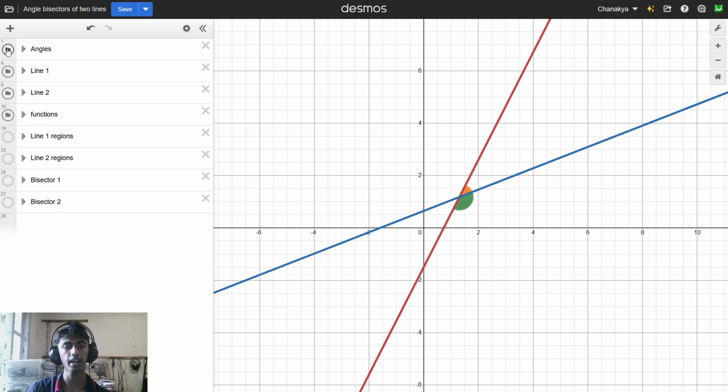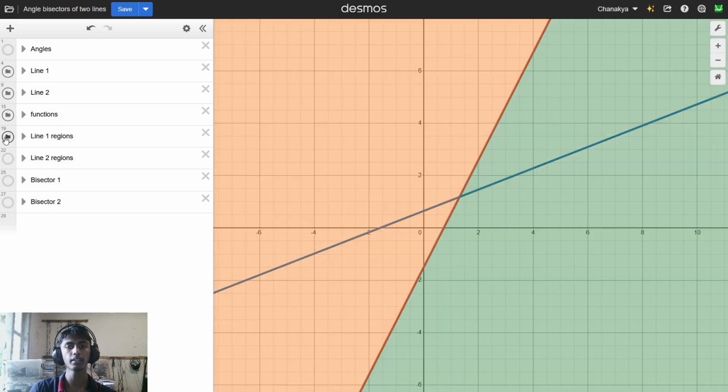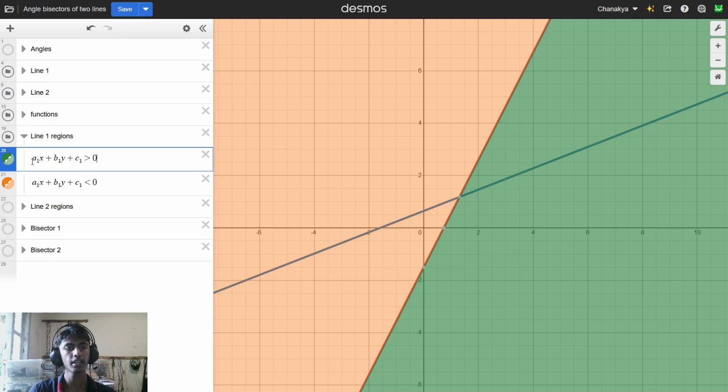For the red line, hiding the angles, I'm going to now highlight the regions corresponding to the red line. Here we can see there's a green region and an orange region. If we open this up, we can see the green region corresponds to a1x plus b1y plus c1 being greater than 0, and the orange region corresponds to a1x plus b1y plus c1 being less than 0.